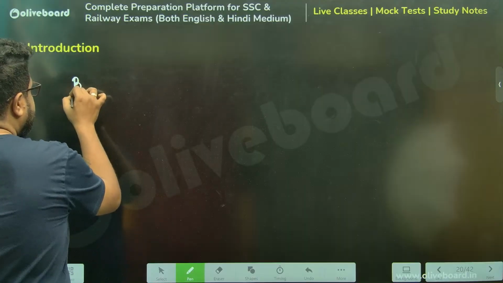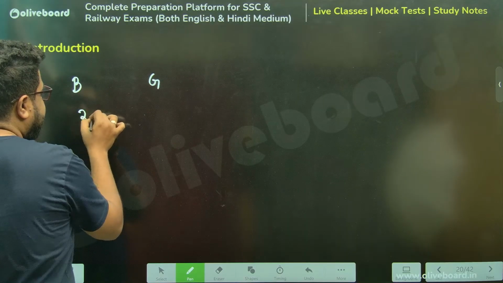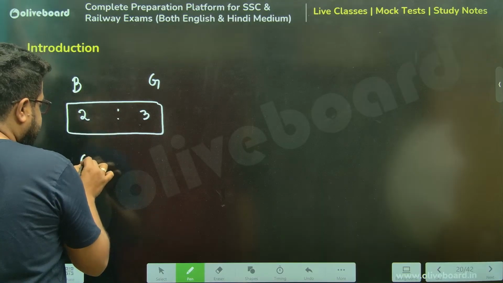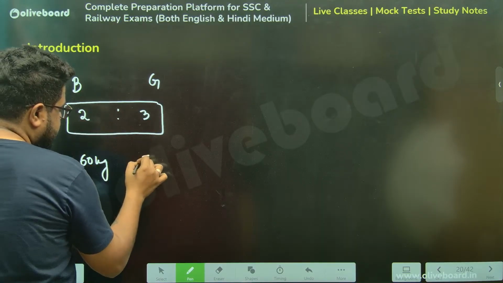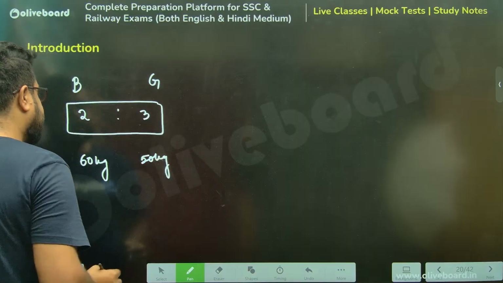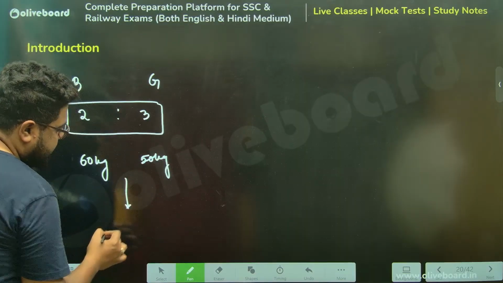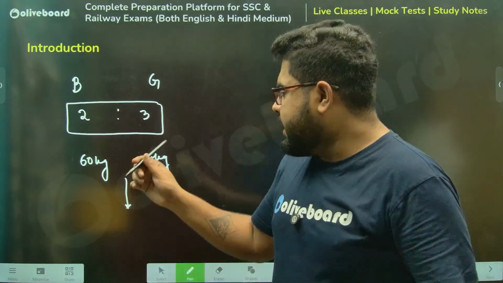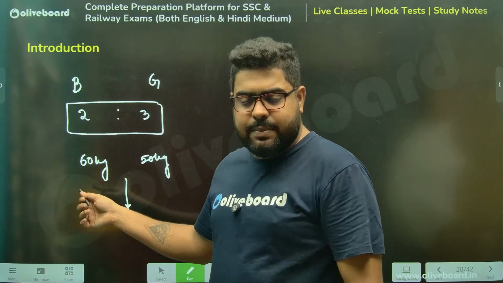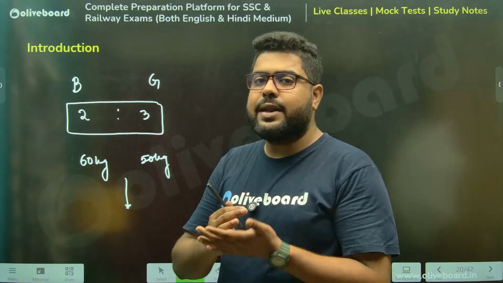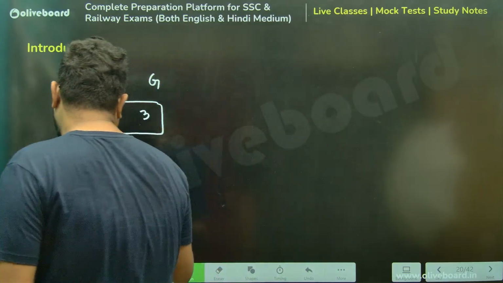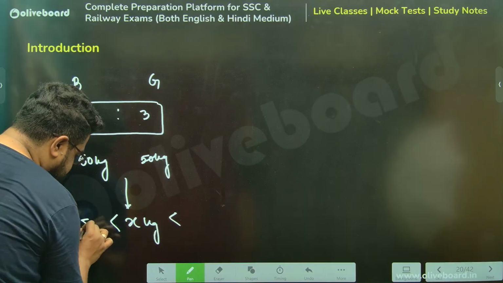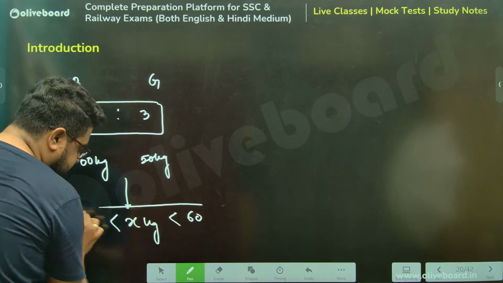So boys and girls, I'll take the same data. I'm directly taking 2:3, because we only need the ratio. This was 60 kg. This was 50 kg. Now please understand, a weighted average at the end of the day is an average. An average is always greater than the smaller value and less than the bigger value, because it is always in the middle. So if I take the weighted average as x kg, it will always be greater than 50 kg but less than 60 kg.